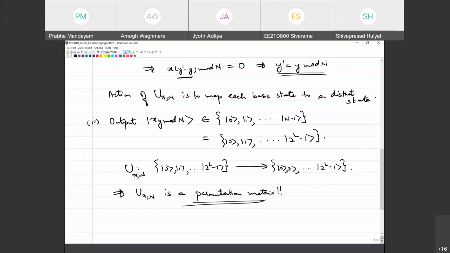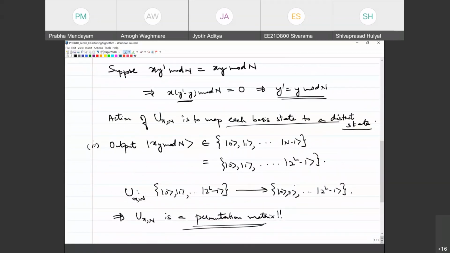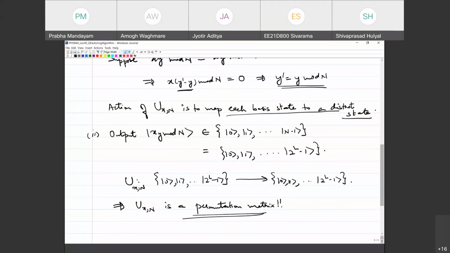So it maps distinct basis states to distinct basis states. That's what the first thing tells us. And now you note that the output is nothing but one of these computational basis states also. So it's mapping you from this set to this set in a distinct manner. So the only kind of transformation that does that is a permutation matrix. And so these two steps basically then tell you that U is of course a unitary.